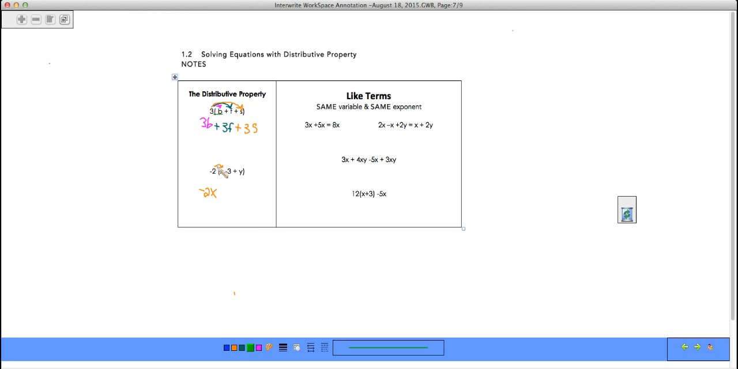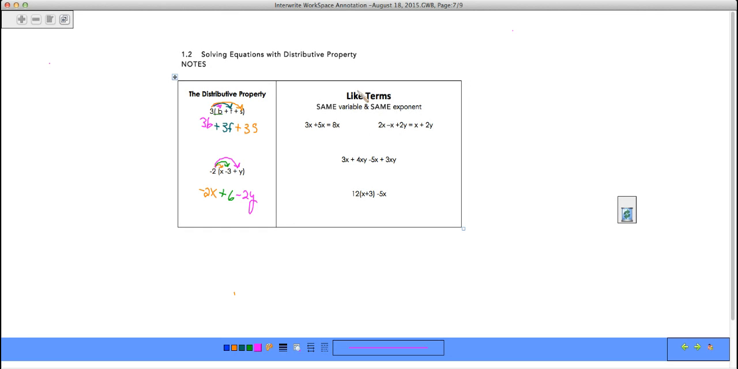Then I have negative 2 times negative 3, which gives me positive 6. And last, I have negative 2 times positive y, which is negative 2y. And that's simplified. That's as far as we can take that.